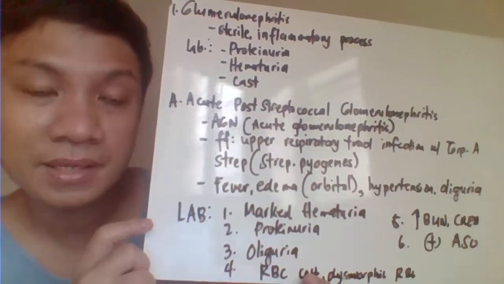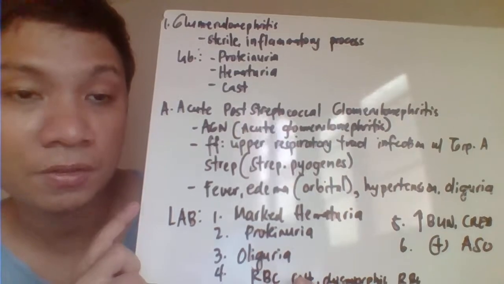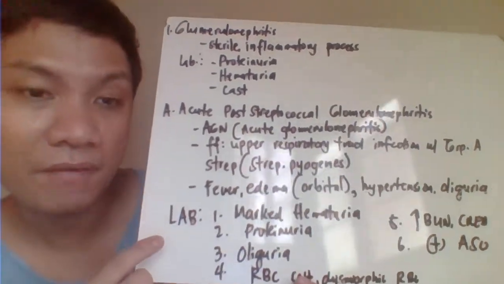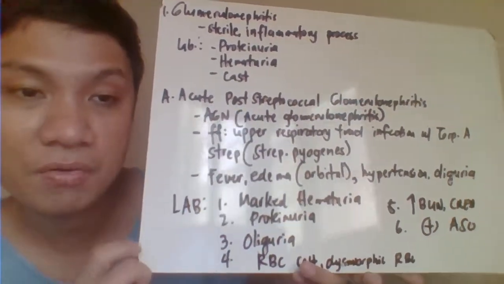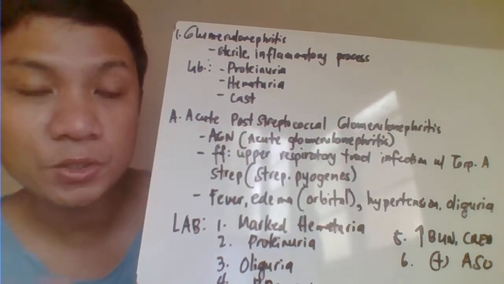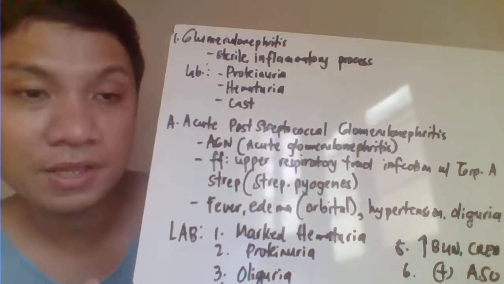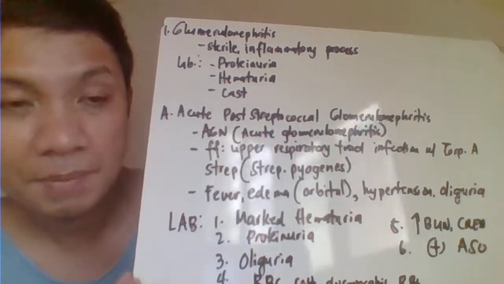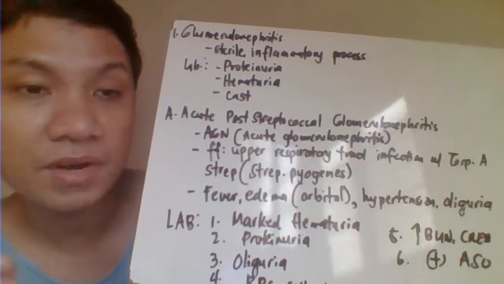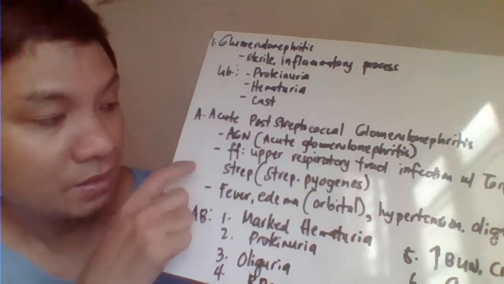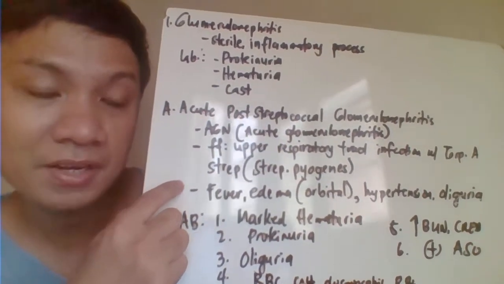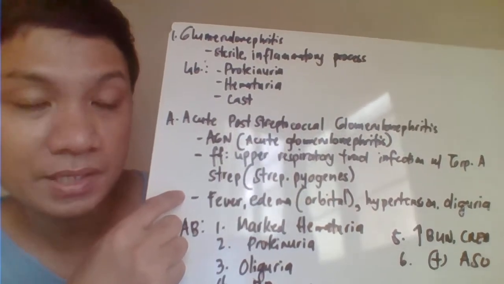Okay, the first example of glomerulonephritis is acute post-streptococcal glomerulonephritis. This is an acute glomerulonephritis, or AGN, that is related to infection as a consequence, as a complication of the usual sore throat infection or upper respiratory tract infection. And because of that, later on it tries to damage your glomerulus again because of the formation of antigen-antibody complex. So it is caused by strep infection in the form of Streptococcus pyogenes.